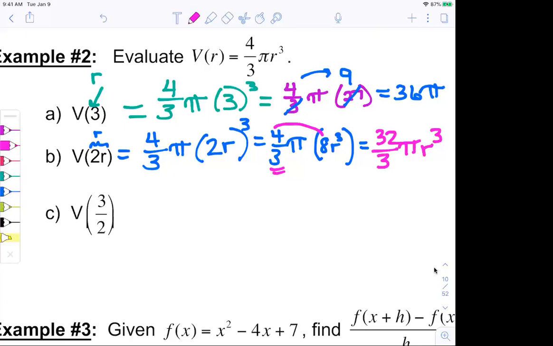Questions? All right, there's one more here. Again, looking with the fraction, I want you to try and do this without a calculator. So we have 3 halves. We're plugging in 4/3 pi. R is 3 halves, and we're cubing that.